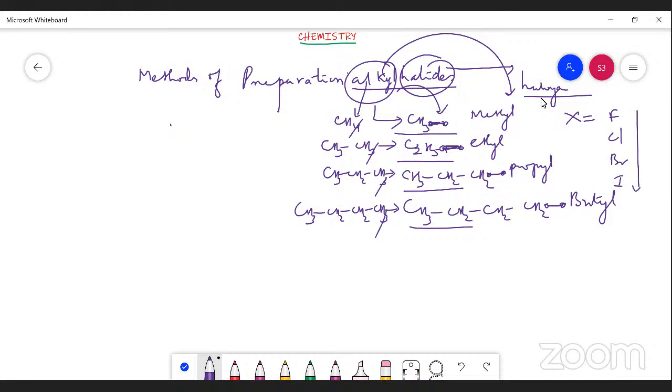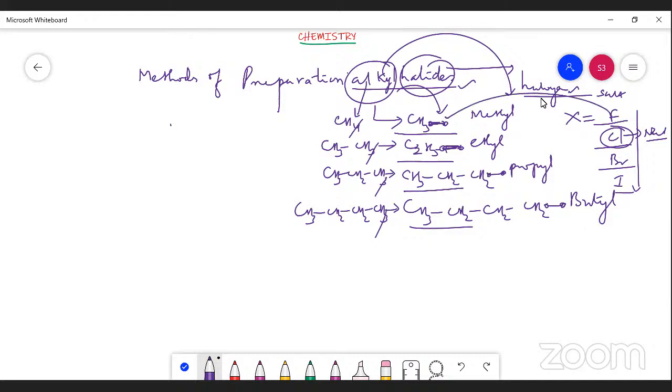Children, now we are studying the preparation of alkyl halides. First of all, you should know what the halogens are. The halogens are called salt-producing elements. Halo means salt-producing, like sodium chloride, the salt which can be produced by halogens. The halogens are fluorine, chlorine, bromine, iodine. Now these are going to substitute here.